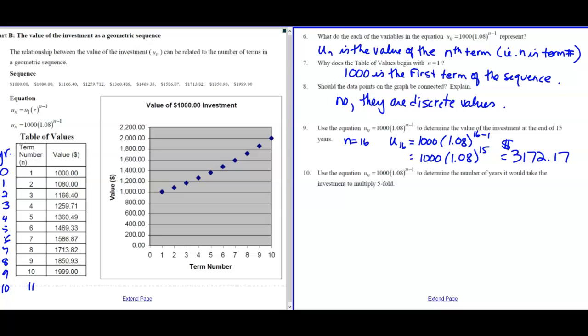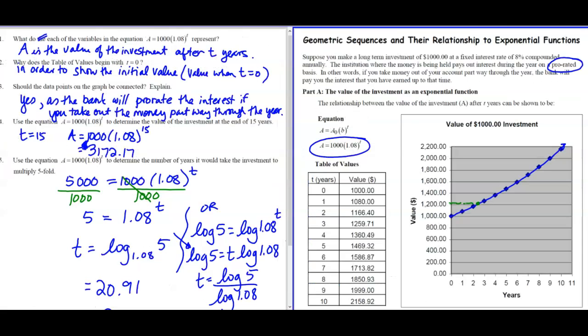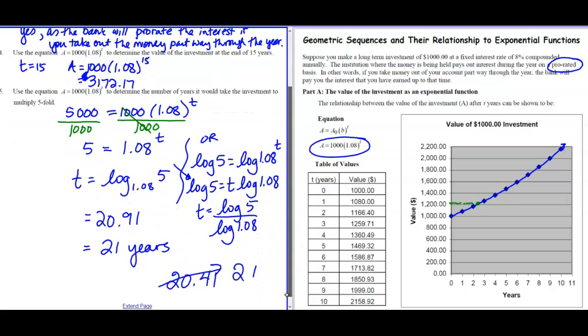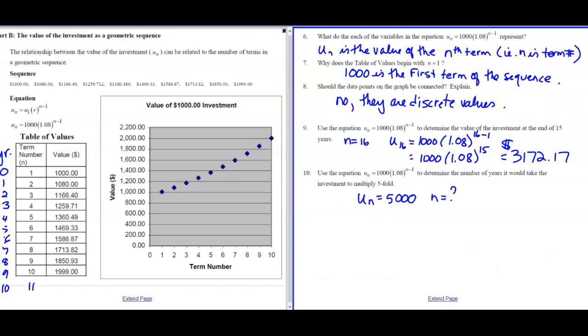Okay, so now using this equation, so this term value here, basically we're saying what will n be to get the term value being 5,000. So u sub n equals 5,000. What is n? Okay, we can go through all the same work, remembering that for 15 years, our n value was 16. So in the last, when we found for 5-fold, we found it rounded to be 21. That was the number of years. So will our n value be 20 or 22? 22. One more than the year, right? So n equals 22.